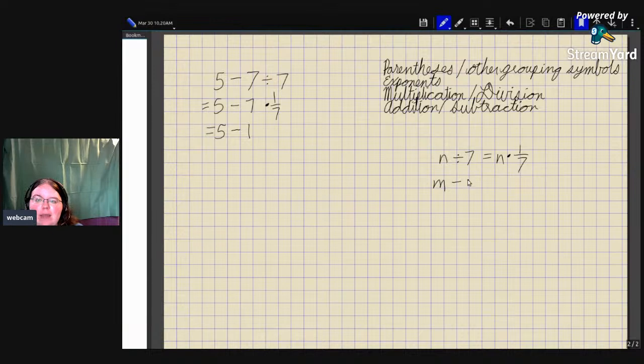Okay, well, anything minus 1 is the same as that same thing plus -1. Now, we often don't write it out that way because not only is it unnecessary, but it's kind of more complicated than just saying, okay, well, 5 minus 1, that's 4. And then we've got our answer. But if it helps you to write things all out as addition of the opposite if it's subtraction, then do it.